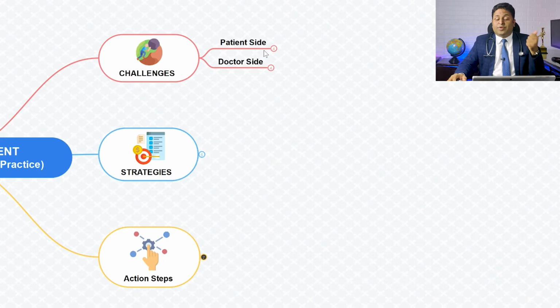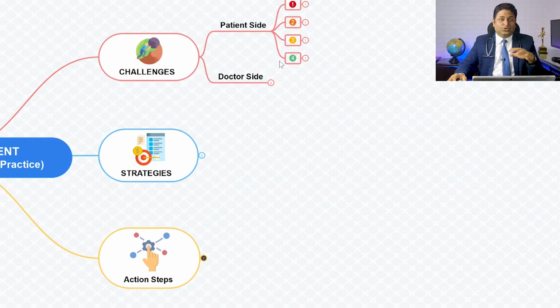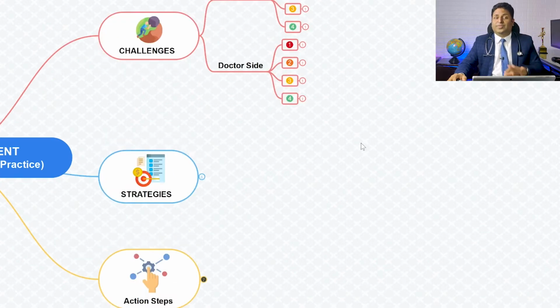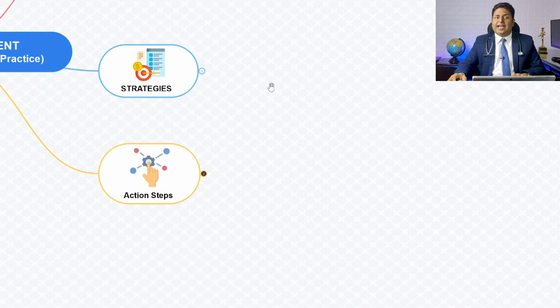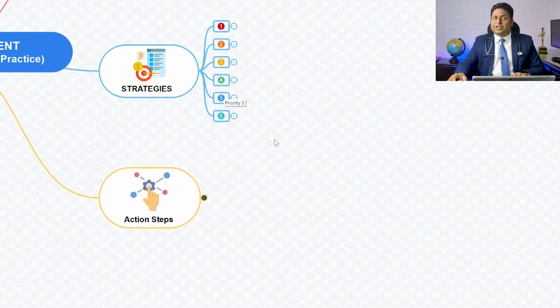Under the challenges, we have patient side challenges and doctor side challenges, right? Under patient side challenges, we're looking at 4 points, and under doctor side challenges, we're looking at 4 points. Apart from that, in strategies, we'll be looking into around 6 points, 6 steps on which we'll be looking.